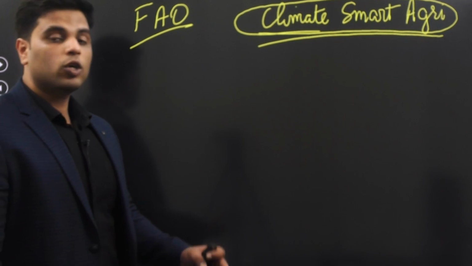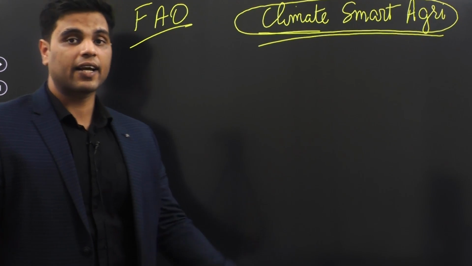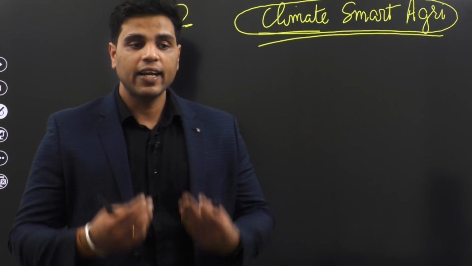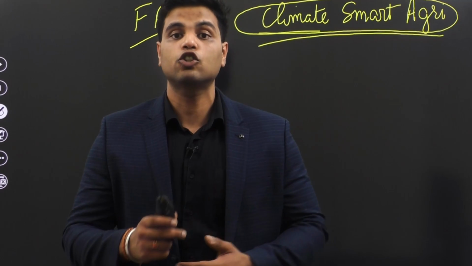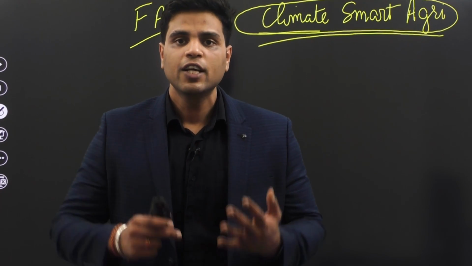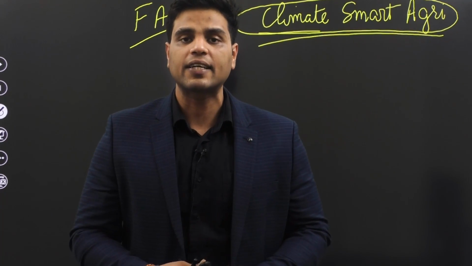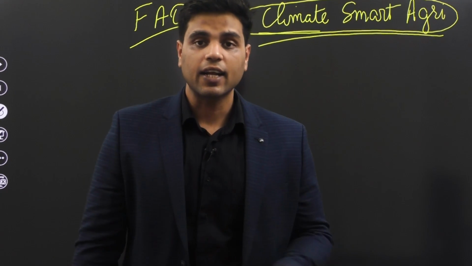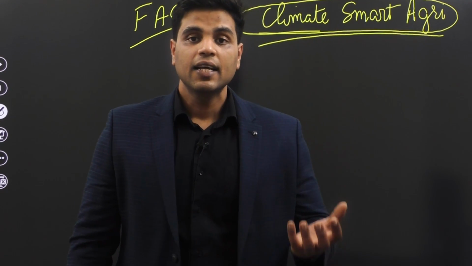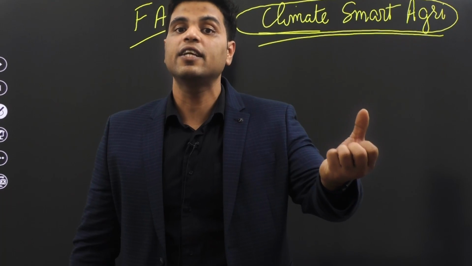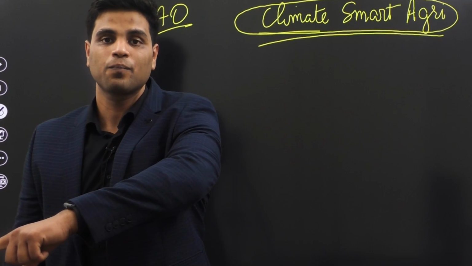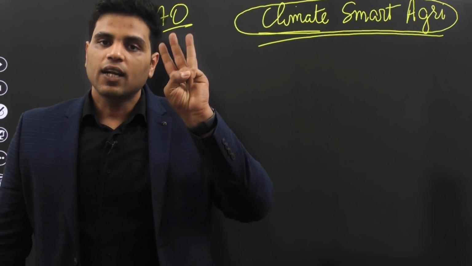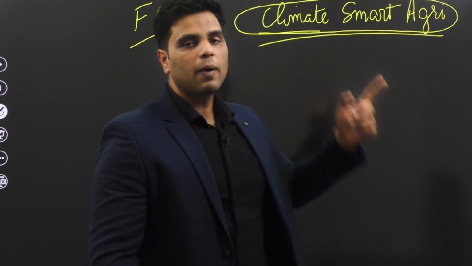Now, what are the basic objectives of climate smart agriculture? They say that agriculture should be changed. The agricultural practices should be changed so that we can call these agricultural practices climate smart. Now, what do we mean by climate smart agriculture? Well, climate smart agriculture means that you increase agricultural productivity without harming the environment. Right? There are 3 basic objectives of climate smart agriculture.